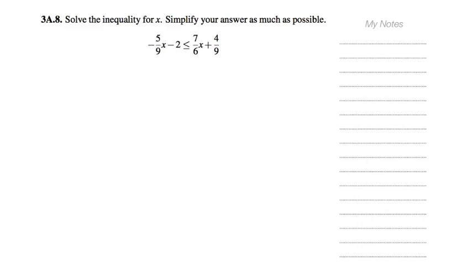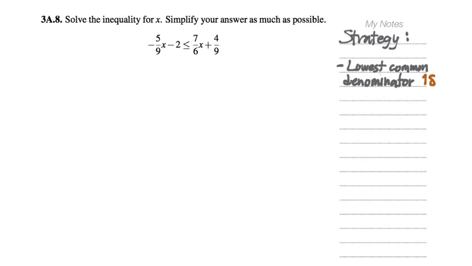Based on what we did with equations, what would you think is a good first step in a strategy for solving this inequality? Find the lowest common denominator. Yeah. What is the lowest common denominator for the fractions present in this inequality? 18. 18 works. 18 is both a multiple of 9 and a multiple of 6. There are, of course, bigger numbers that also would work, but 18 happens to be the smallest, so that's the lowest common denominator.